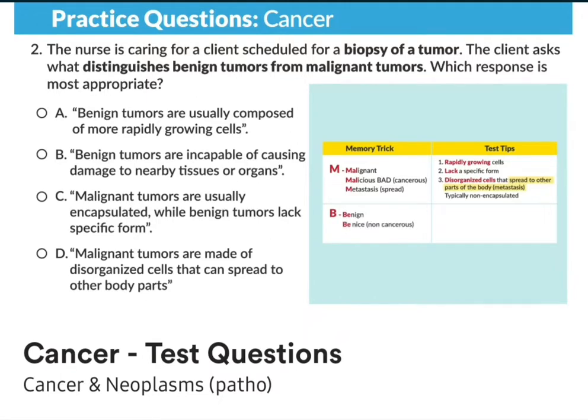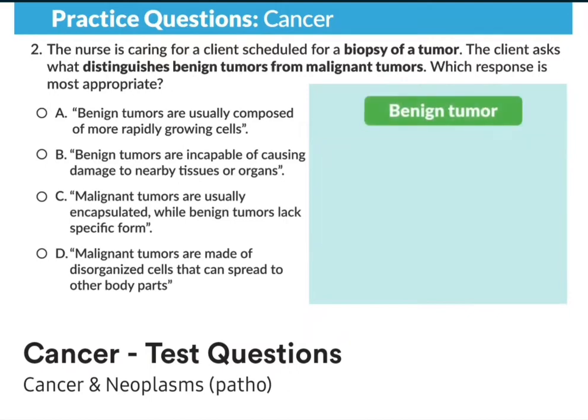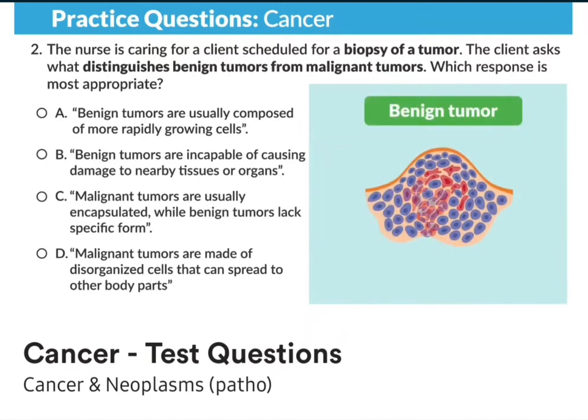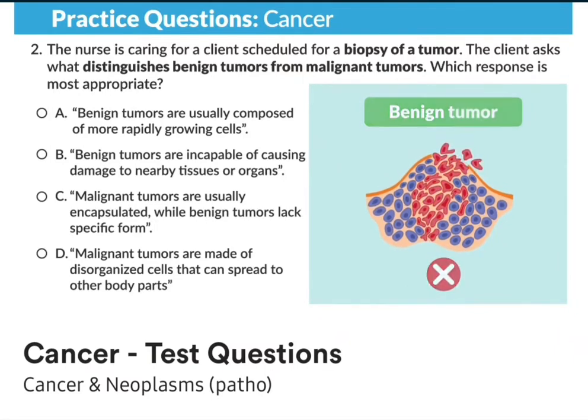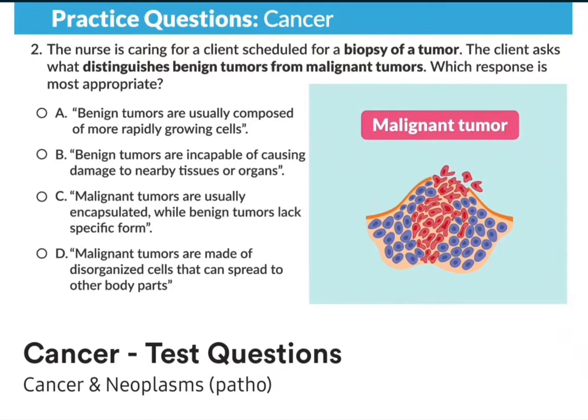This is non-cancerous as it is bogged down in one place, typically growing slower and encapsulated. So let's take a look at the options here. Option A, benign tumors are usually composed of more rapidly growing cells. Oh man, completely wrong. Malignant tumors are those tumors that have rapid growing cells.